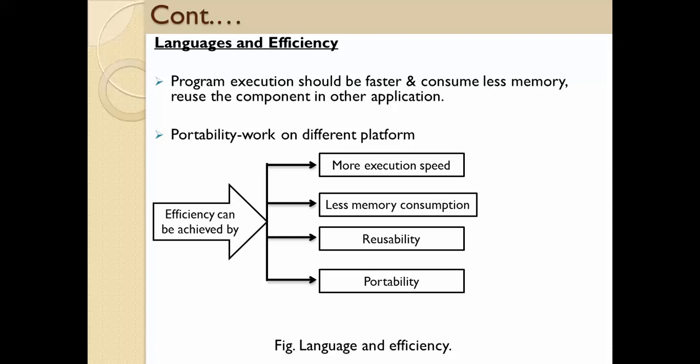Now portability, working on different platforms. So the four factors are more execution speed, less memory consumption, reusability and portability. Portability is nothing but that it works on different platforms without any modification or changes. By using these four qualities, we can achieve efficiency in the programming language.